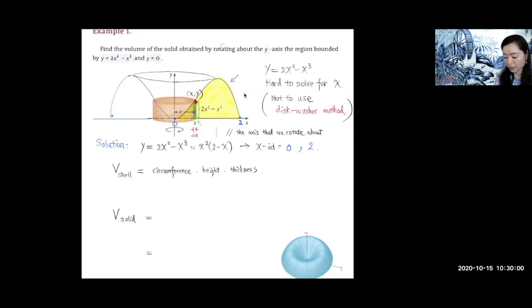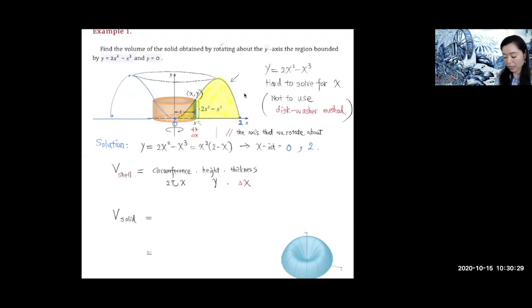So think about what's the volume for this shell. This is x comma y. So it's circumference times height times thickness. The circumference over here is 2 pi x. The height over here is the y coordinate, which is the same as f of x. The thickness over here is delta x.